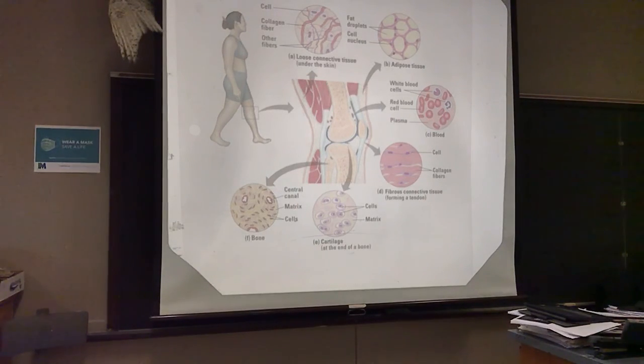Connective tissue, the loose stuff that holds your skin down, is full of collagen fibers. Here's fat. Remember I said the droplets are actually inside the cells. You can see they're inside the cells. Fat is called adipose tissue. This one does consider blood to be a connective tissue. The plasma would be the matrix.